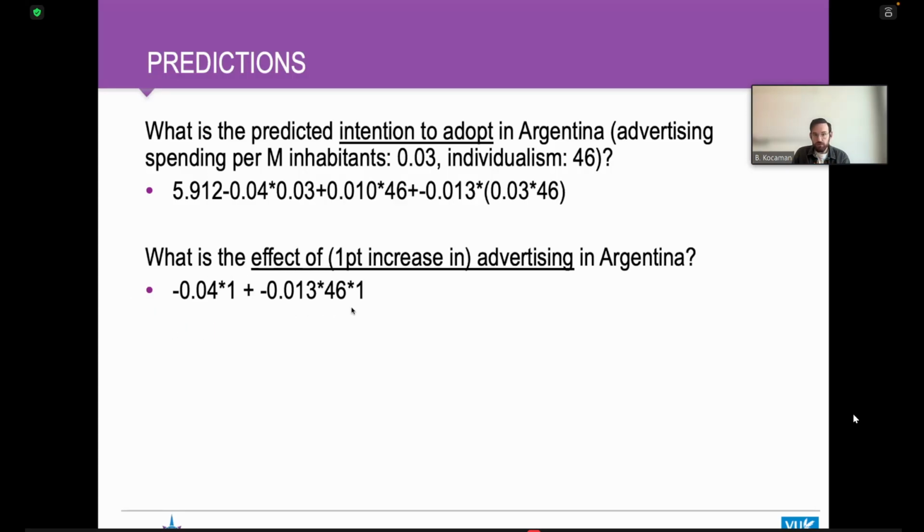But because we have moderation here, the level of individualism is also important. Okay? So the effect of advertising depends on the level of individualism. Because we are not changing the individualism level in Argentina, which is constant, right? Then we also multiply this interaction effect with the individualism level plus 1 point increase in advertising.